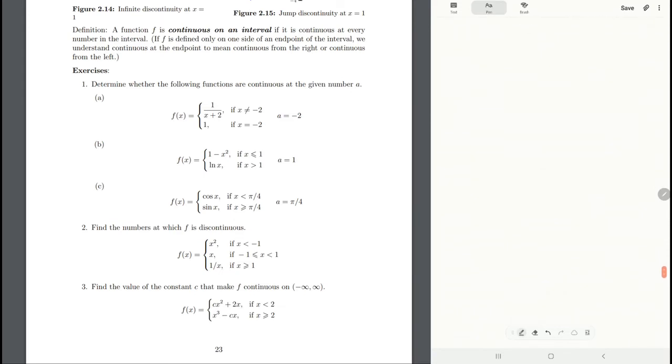So now let's have a look at the next example. We have our function, which is defined as 1 minus x squared if x is less than or equal to 1, and it's the natural logarithm of x if x is greater than 1. And we want to know if this function is continuous at the point where x is 1. So let's have a look at the two-sided limit as x approaches 1.